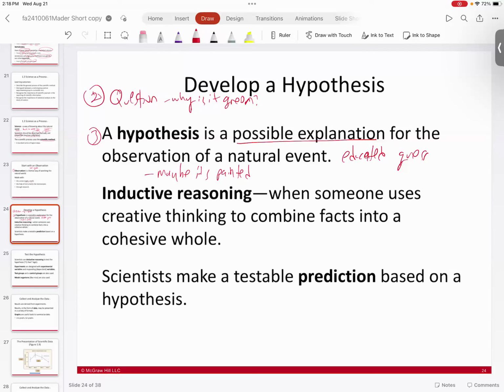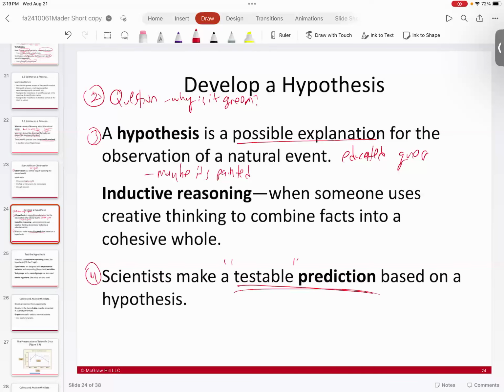I know about paint. I don't know anything about chlorophyll, right? So this is what I've got. Can I test it? Sure I can, right? That's all I need. So then what happens is you set up testable predictions, which is the next step. It has to be testable.